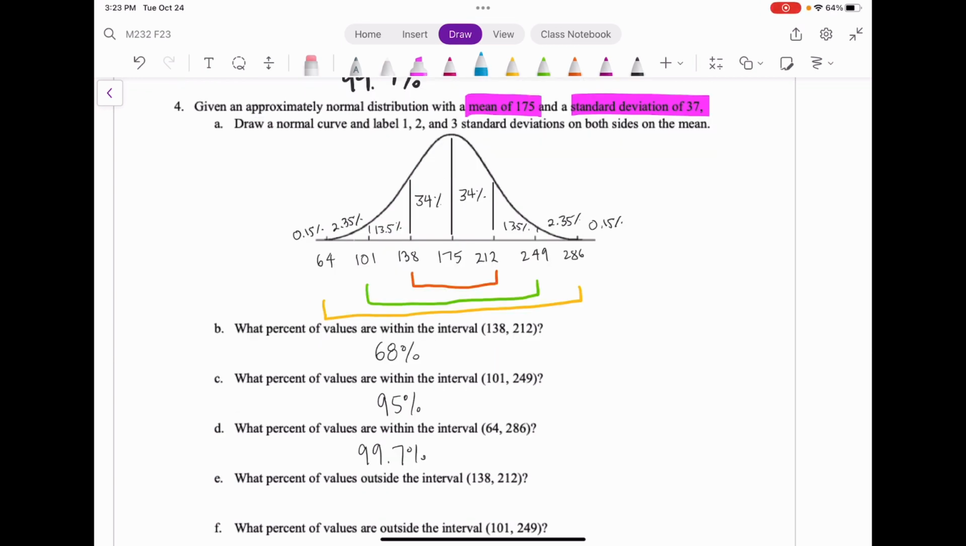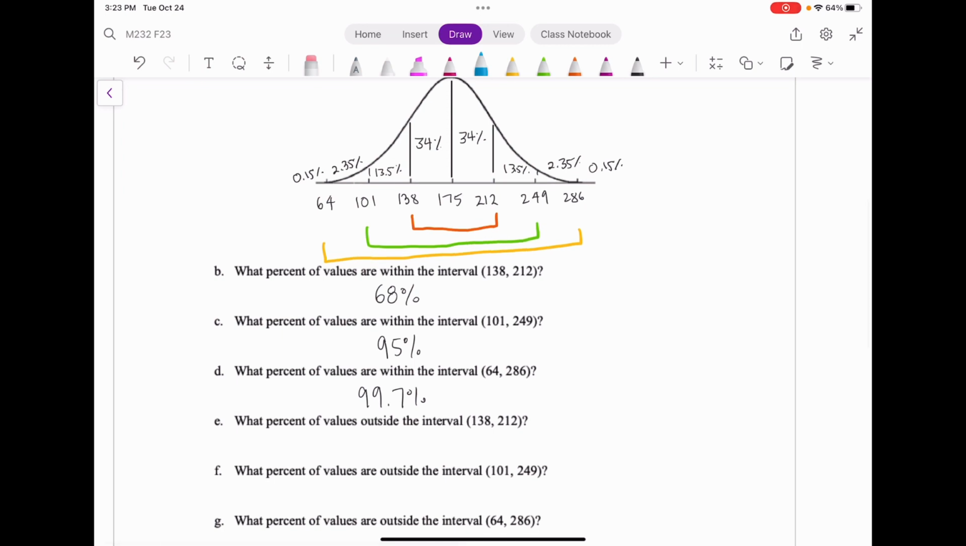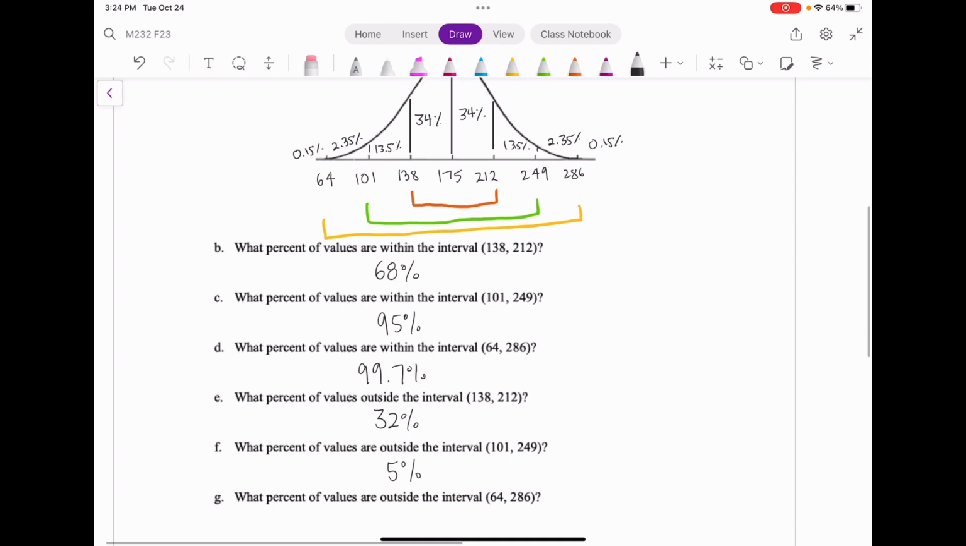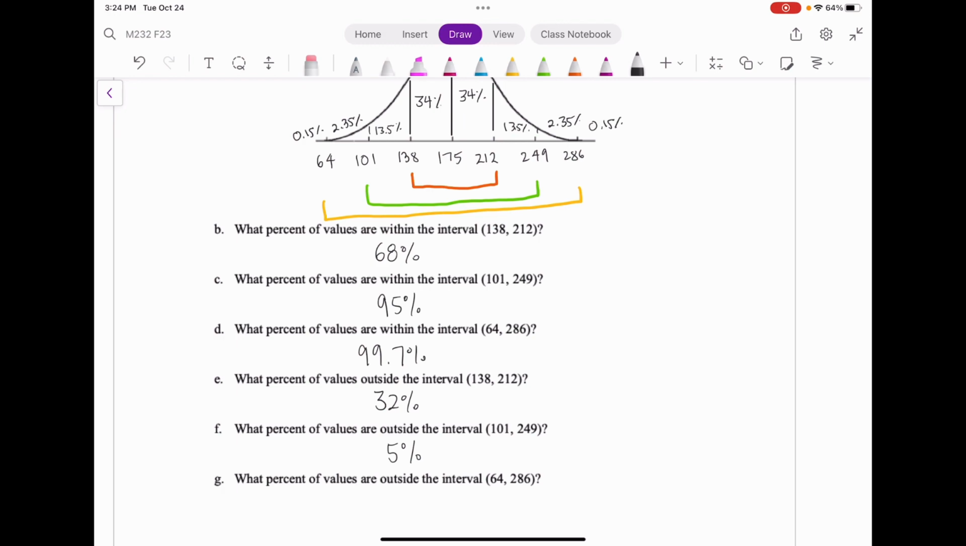The next question asks us what percent is outside the interval. Well, if we knew that 68% is inside the interval, then the remainder is 100 minus that 68, which leaves us with 32%. You could also add up on the outside of the orange the 0.15, the 2.35, 13.5 on both sides. That's going to be 32%. Same thing with 101 to 249. If 95% is inside, that means there's 5% outside. And for our 64 to 286, if 99.7% are inside, then that's 0.3% outside.